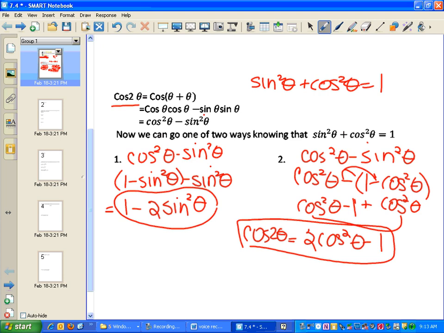No, this is a development of your 2 identities. Given the cosine of 2 theta, I can either say that it's 1 minus 2 sine squared, or I can say that it's 2 cosine squared theta minus 1. I've got 2 options when I'm wanting to use the cosine of 2 theta.